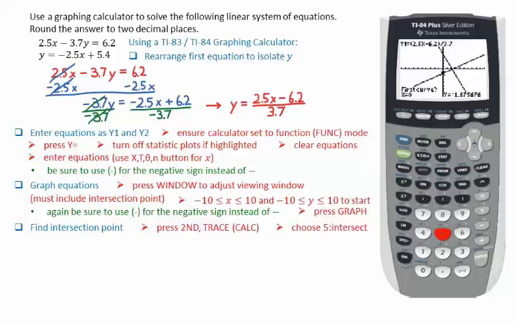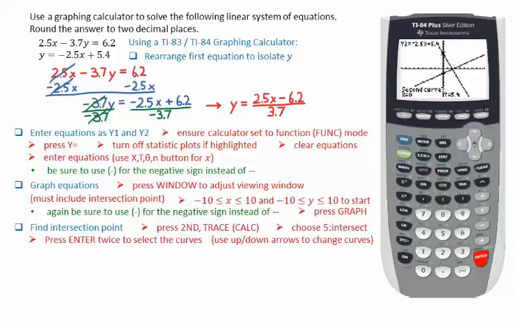We press number 5. We then press enter twice to select the curves. If you have more than 2 curves, you can use the up or down arrows to change which curves. Here we simply press enter twice to select the 2 curves.